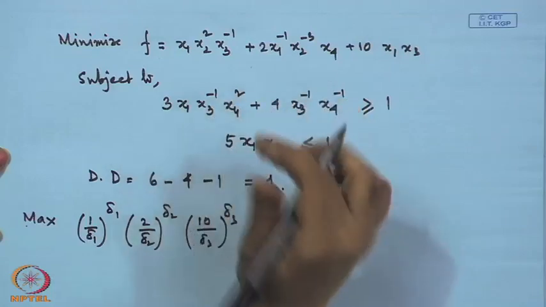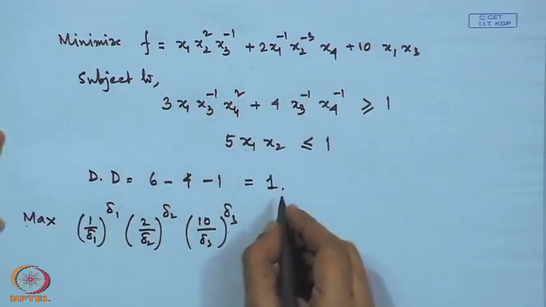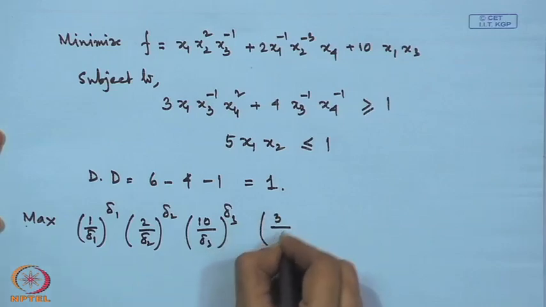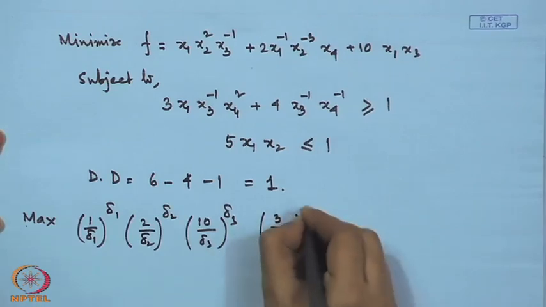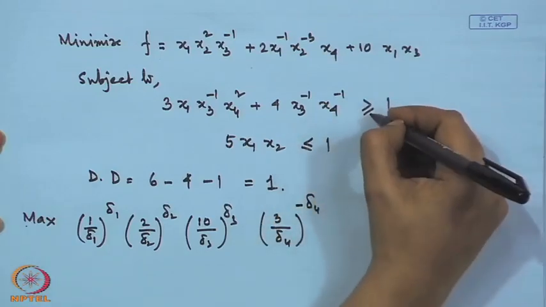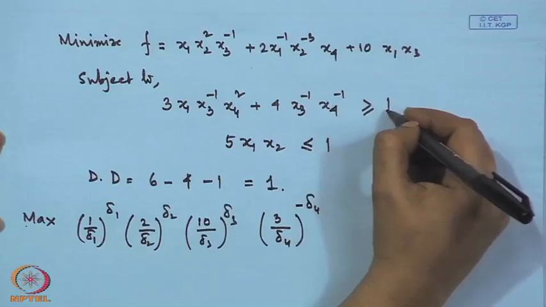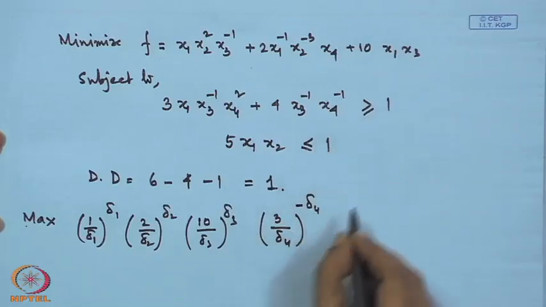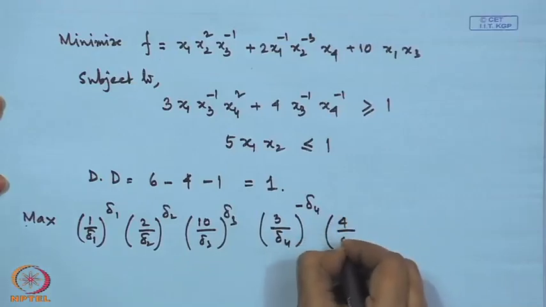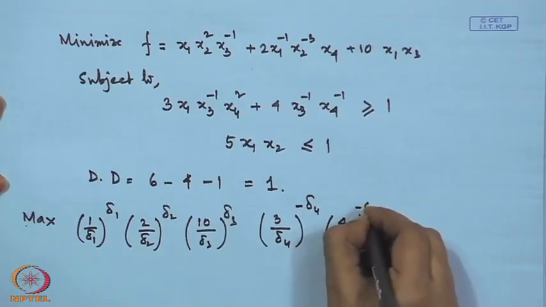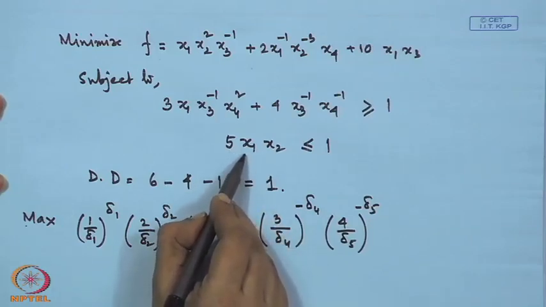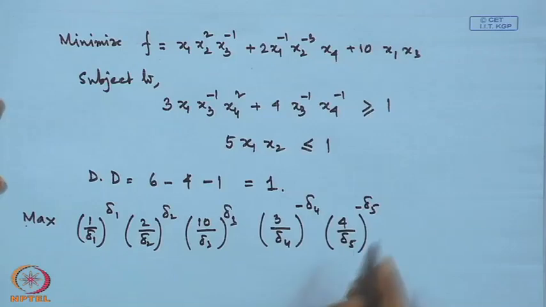Now, from the constraint we have 3 by delta 4 to the power minus delta 4, because here the constraint is of the type greater than or equal to, thus we are getting a minus sign here, 4 by delta 5 to the power minus delta 5, and for the next constraint we have the less than type, that is why the signum function is 1.